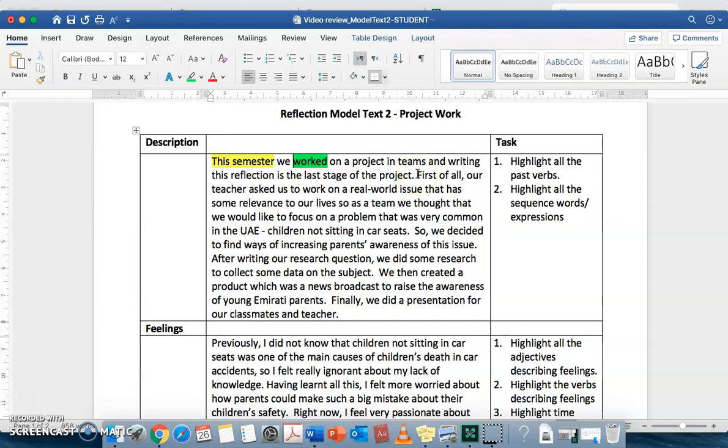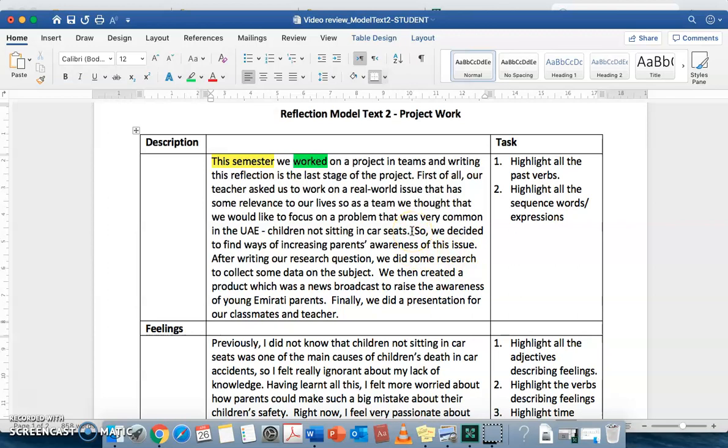Then we have our next sentence that begins with, first of all, our teacher asked us to work on a real-world issue that has some relevance to our lives. So as a team we thought that we would like to focus on a problem that was very common in the UAE, children not sitting in car seats.